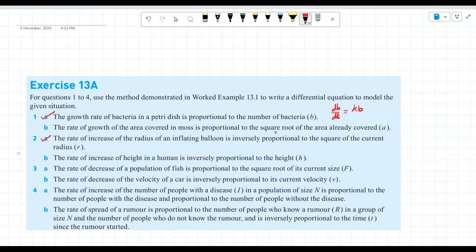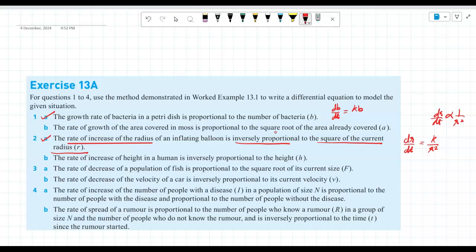dr by dt. The rate of increase of the radius of an inflating balloon is inversely proportional to the square of the radius. dr by dt equals k upon r square. Perfect. k upon r square. Directly proportional would be r square upon k, but it's inversely. Inversely means r square comes in the denominator. Because your dr by dt is inversely proportional to r square, k will come in the numerator.